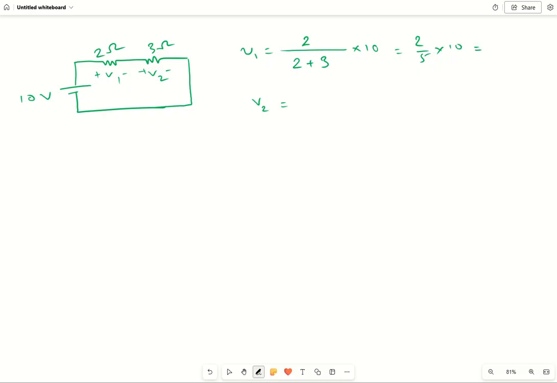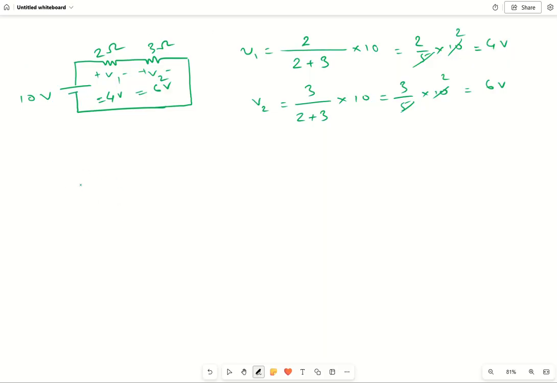So this is 4 volt. And similarly, 3 divided by 2 plus 3 into 10 is 3 by 5 into 10. Right? So the voltage drop V1 is 4 volts and V2 is 6 volts. So there is no issue in these simple circuits.